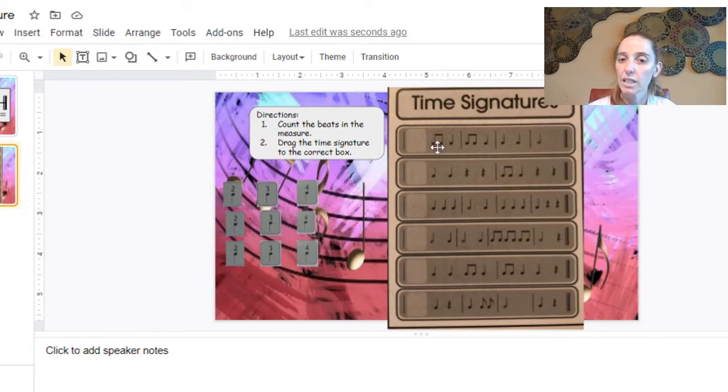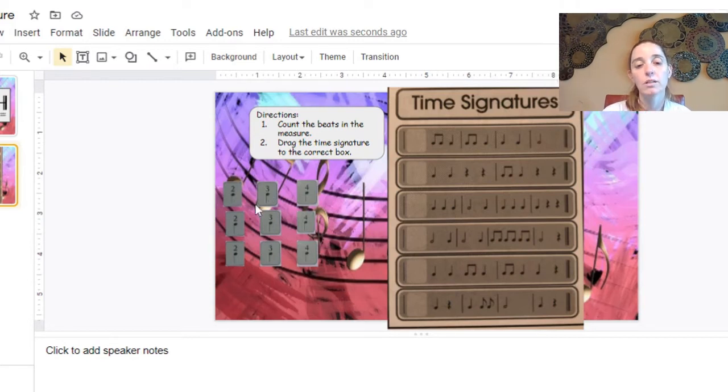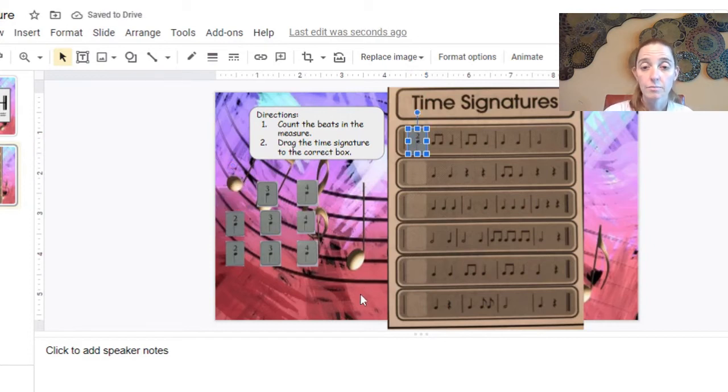So there are how many? There are 2 beats in this measure. Look at this half note. 2 beats, ta. So that's the only thing in that measure. So what do you think this time signature would be? Do you think it would be 2 on the top, 3 on the top, or 4 on the top? And we said there are 2 in between the bar lines, so let's drag the 2 quarter note. 2, 4. That's the time signature for that.